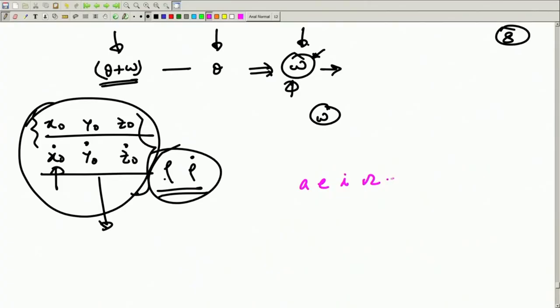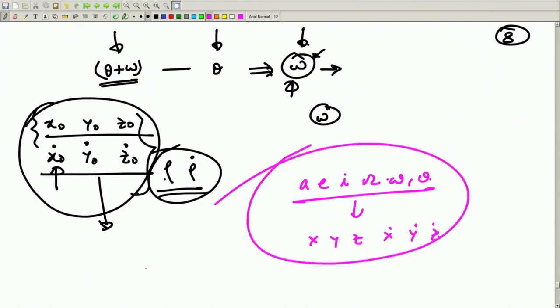So, I hope that for today this is enough. I will stop here. The inverse problem is remaining. I thought of finishing it by the 15th lecture, but I will have to go to another lecture for the inverse problem, where a, e, i, capital Ω, small ω and θ are all given, and from there you get x, y, z, x dot, y dot, z dot. This we will do in the next lecture. Thank you for listening. Thank you very much.